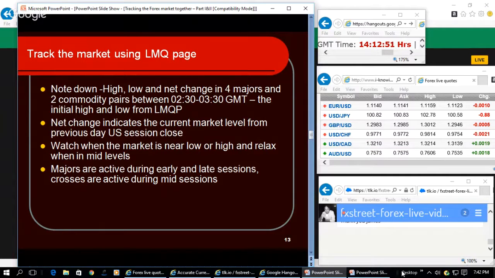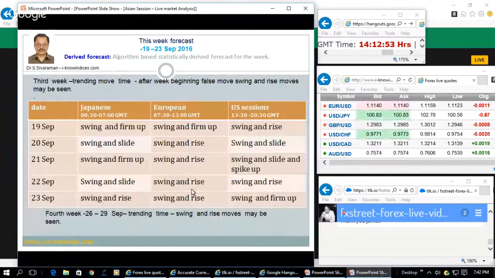So the initial lows and the highs I have noted down. The forecast for today, as I explained, is that they are expected to firm up and then slide during the start of the US session, 13:00 and 13:30 GMT. They made the slide and started gaining the levels now. They are expected to make the slide further in some pairs and then create the bearish feel.